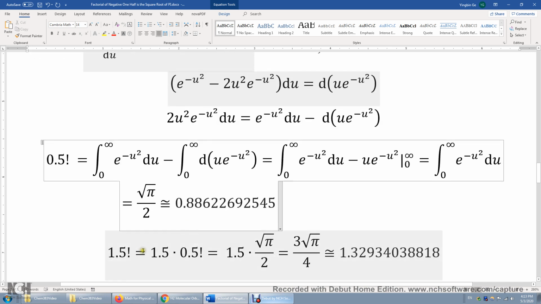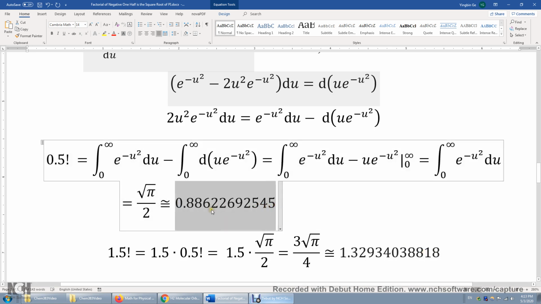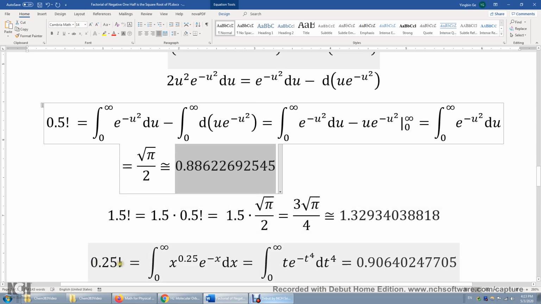All right? So now we can compute 1.5 factorial, which is 1.5 times 0.5 factorial, which is 1.5 times square root of pi over 2. So it's 3/4 times the square root of pi, and we got a number here. And this number is greater than 1 but less than 2. Oh, by the way, this number is less than 1. So this number is smaller than 0 factorial and 1 factorial. All right? Okay, how about 0.25 factorial?